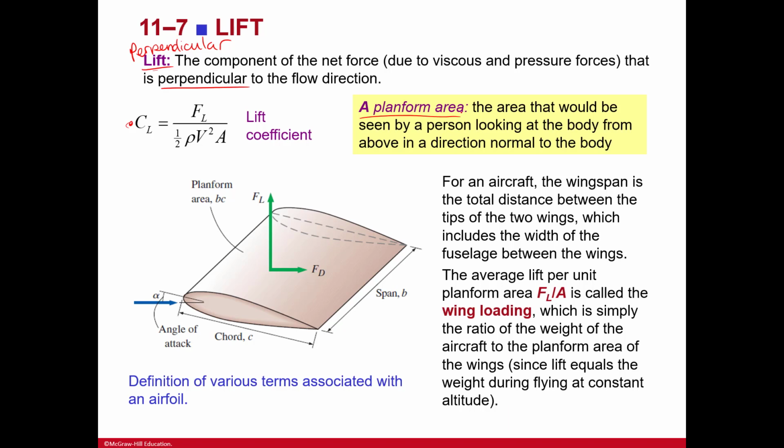For an aircraft, the wingspan is the total distance between the tips of the two wings, which includes the width of the fuselage between the wings. The average lift per unit area is here. It's called the wing loading, which is simply the ratio of the weight of the aircraft to the planform area of the wings, since lift equals the weight during flying at constant altitude.